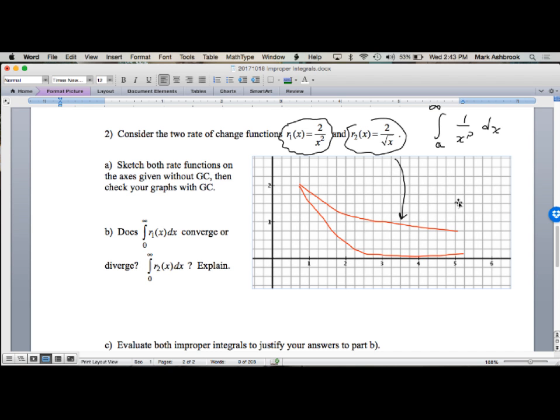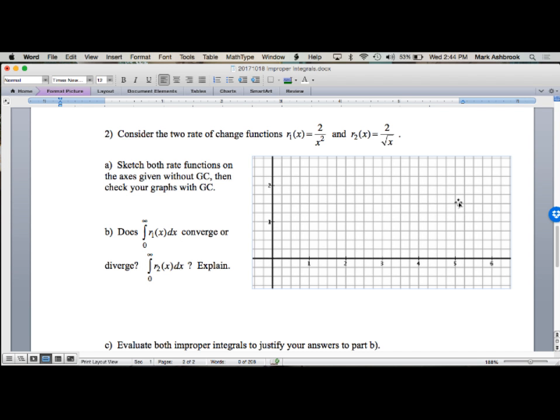So what is the necessary condition where you would say that my improper integral may or may not converge? What has to happen so that we can even have a conversation about the accumulation or the integral converging? What has to happen with the rate function? The rate function has to approach 0. Yeah, it should make sense. If the rate doesn't go to 0, if it goes to something else, what's going to happen to the accumulation? It's just going to keep growing and growing and growing, right?